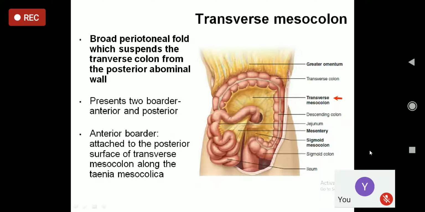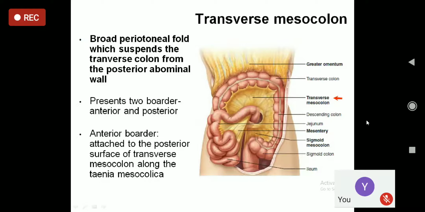And next is the transverse mesocolon. The peritoneal fold which holds the transverse colon in its place is the transverse mesocolon. So here we can see the transverse mesocolon. It is the broad peritoneal fold which suspends the transverse colon from the posterior abdominal wall. So here is the attachment in the posterior abdominal wall of the transverse mesocolon.